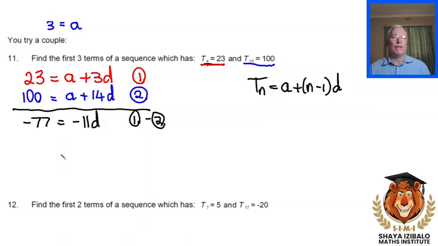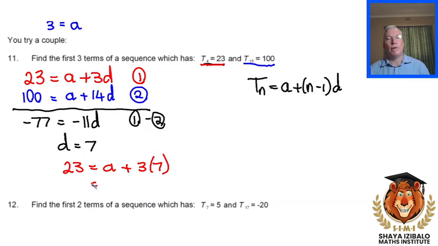Now notice that both of these are negative. If we subtracted them the other way around, they would both be positive. But when we divide both sides by negative 11, a negative divided by negative is a positive, and we get d is 7. Remember, once we found d, we need to now work out what a is. Let's use the red equation. So 23 is a plus 3 lots of d. Now d is 7. 3 lots of 7 is 21.